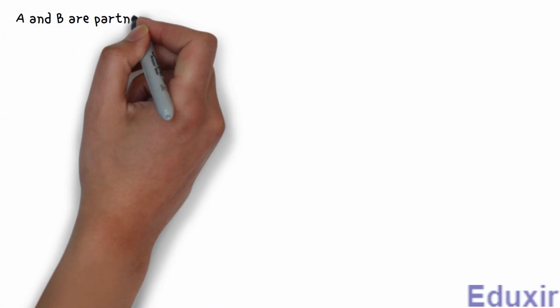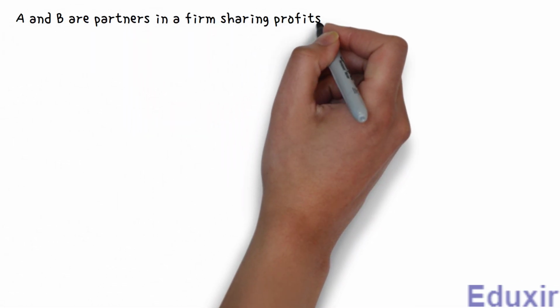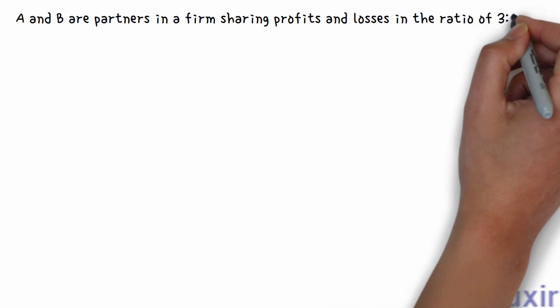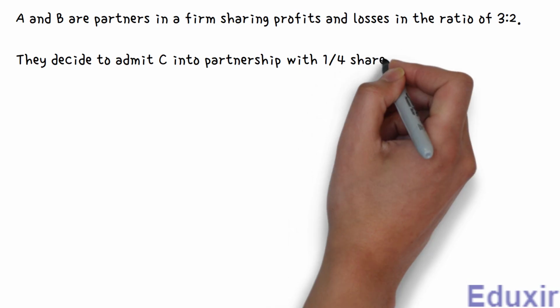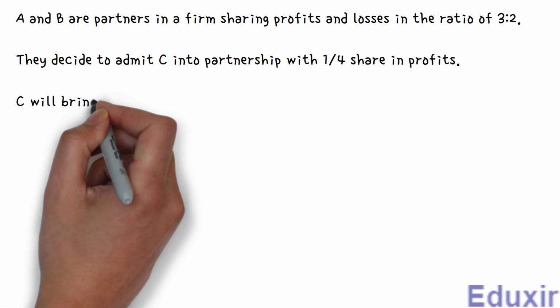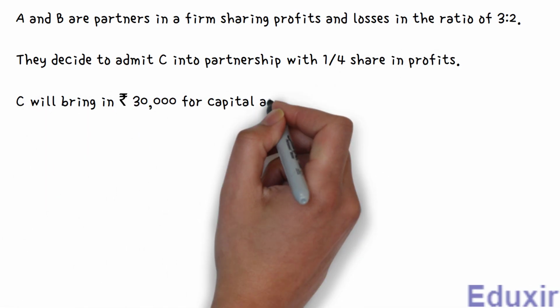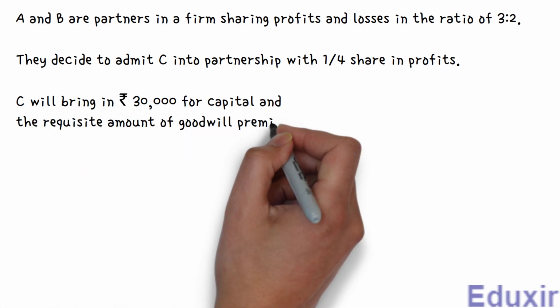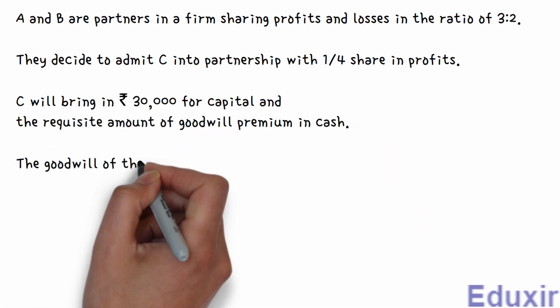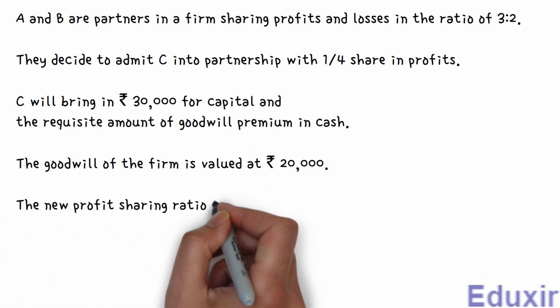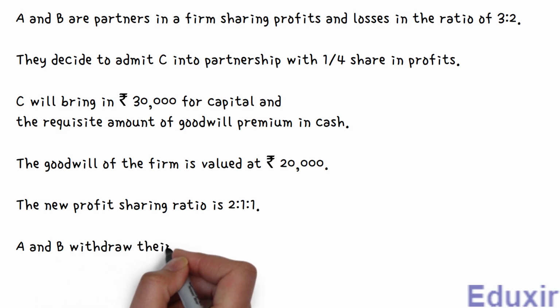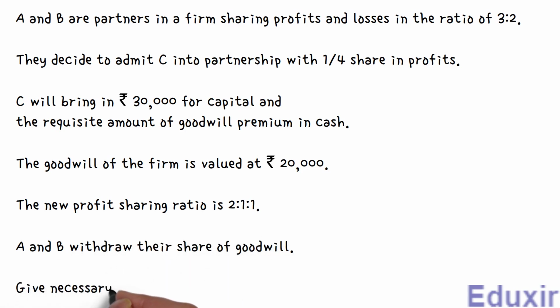A and B are partners in a firm sharing profits and losses in the ratio of 3:2. They decided to admit C into partnership with 1/4 share in profits. C will bring in 30,000 rupees for capital and requisite amount of goodwill premium in cash. The goodwill of the firm is valued at 20,000 rupees. The new profit sharing ratio is 2:1:1. A and B withdraw their share of goodwill. Give necessary journal entries. So, this problem requires us to prepare the necessary journal entries.